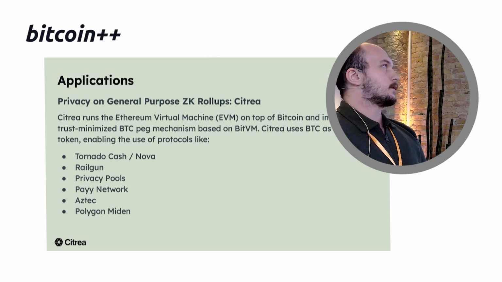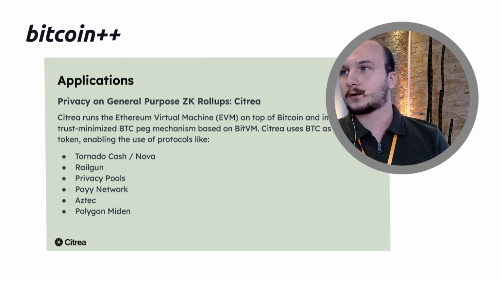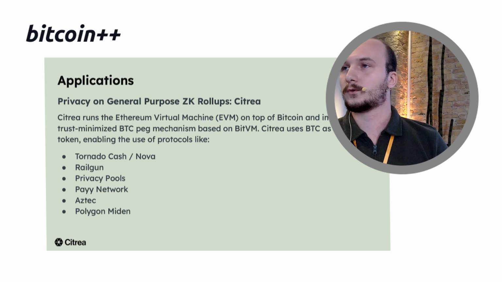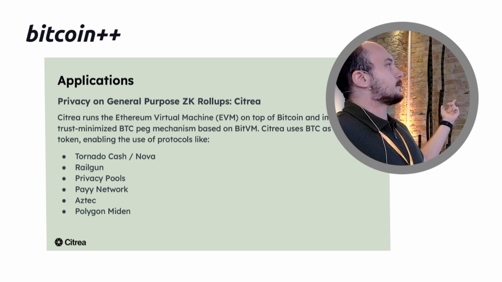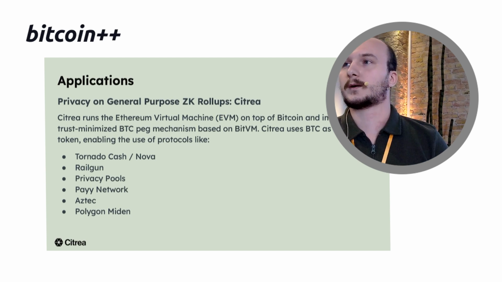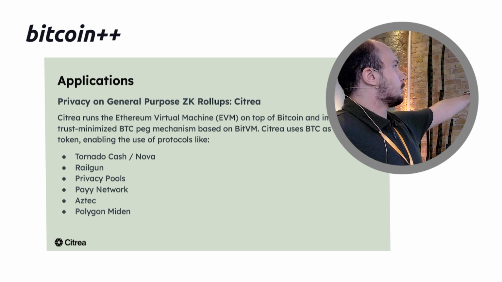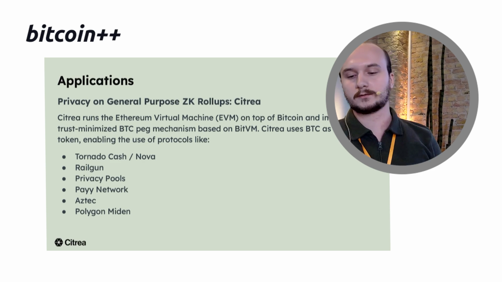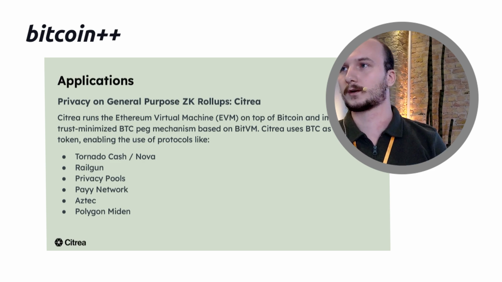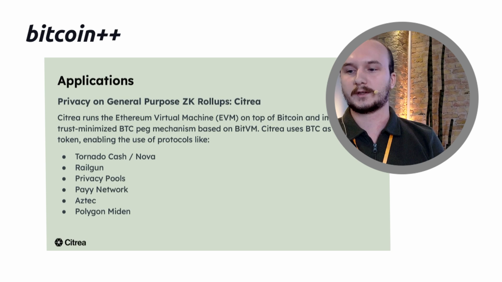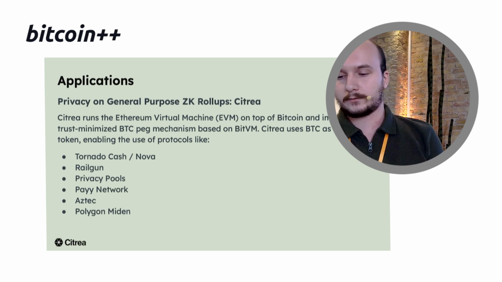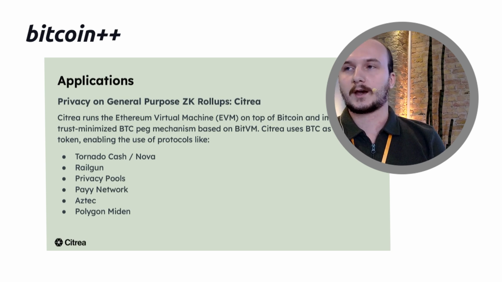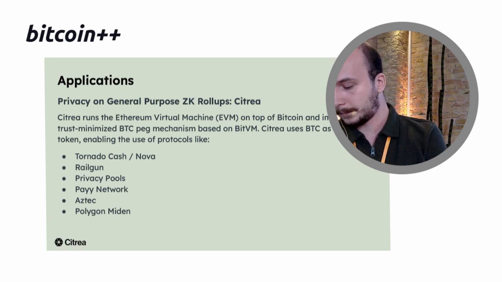The third thing is what I'm building, Citrea. It's a general purpose ZK rollup, so it doesn't come with privacy by default, but it comes with smart contract capability. And then you can simply copy everything that's been built on Ethereum and run it on Bitcoin. And these are all private applications: Tornado Cash, Railgun, Privacy Pools, Pay Network, Aztec, Polygon Miden. They were all built for Ethereum. And what we are trying to do is just mimic the behavior of Ethereum on Bitcoin so that we can get all these privacy applications without needing to port them one by one.